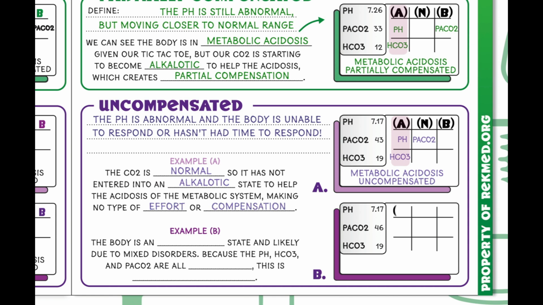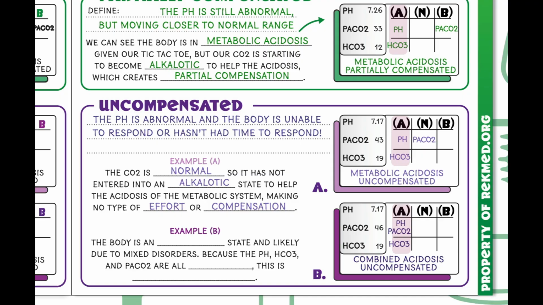And in our second example, we have a pH again of a 7.17. So this is acidotic. We have a CO2 of 46 and a bicarb of 19. So all of these are going to be acidotic, which gives us a bigger than a tic-tac-toe. And this is going to be a combined acidosis with no compensation. We don't have anything in that normal range. Both systems aren't doing well here.